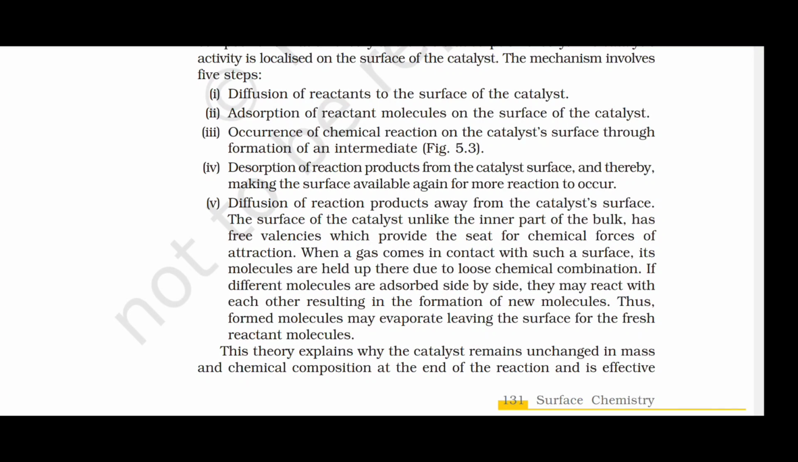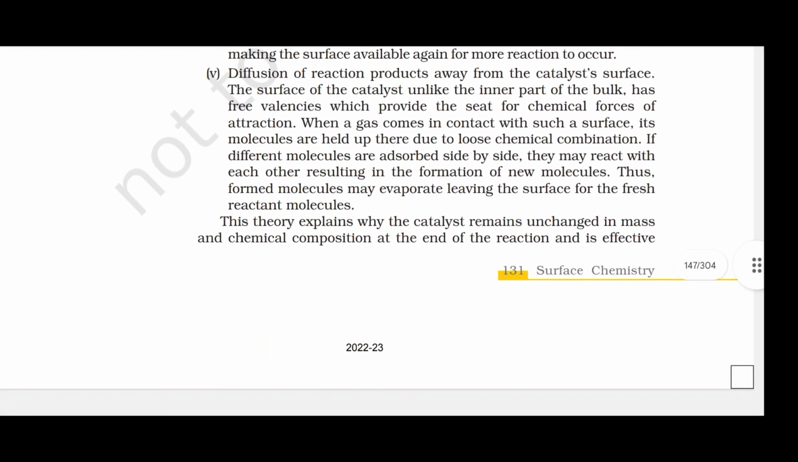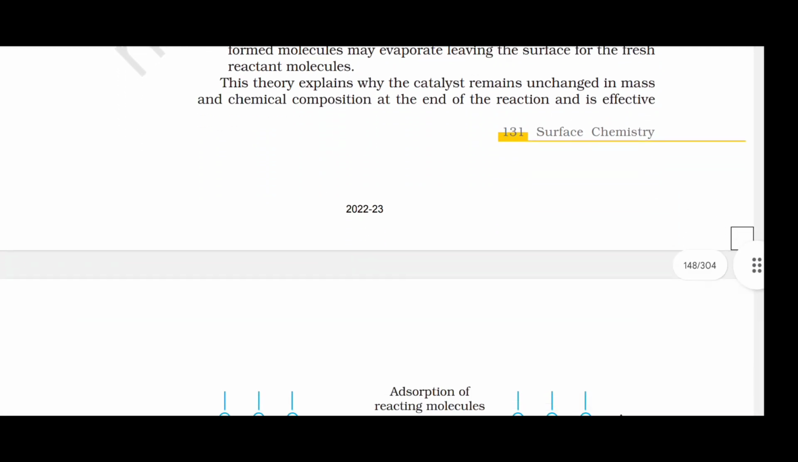The surface of the catalyst, unlike the inner part of the bulk, has free valencies which provide the seat for chemical forces of attraction. When a gas comes in contact with such a surface, its molecules are held up there due to loose chemical combination. If different molecules are adsorbed side by side, they may react with each other, resulting in the formation of new molecules. Thus formed molecules may evaporate, leaving the surface for the fresh reactant molecules. This theory explains why the catalyst remains unchanged in mass and chemical composition at the end of the reaction and is effective.